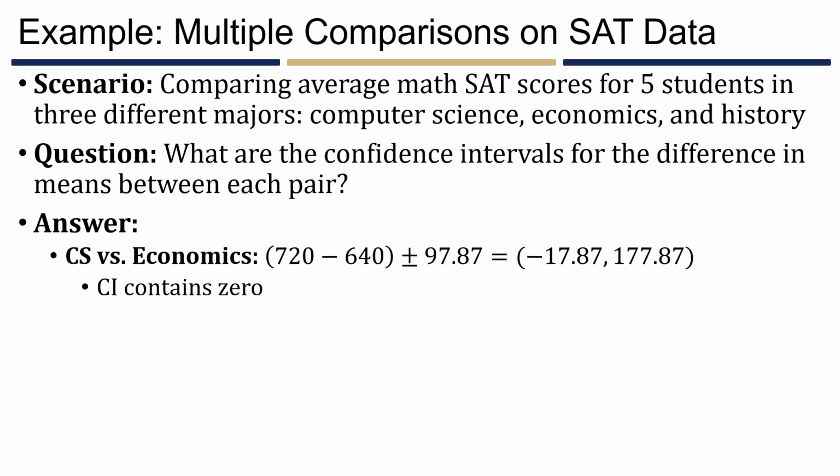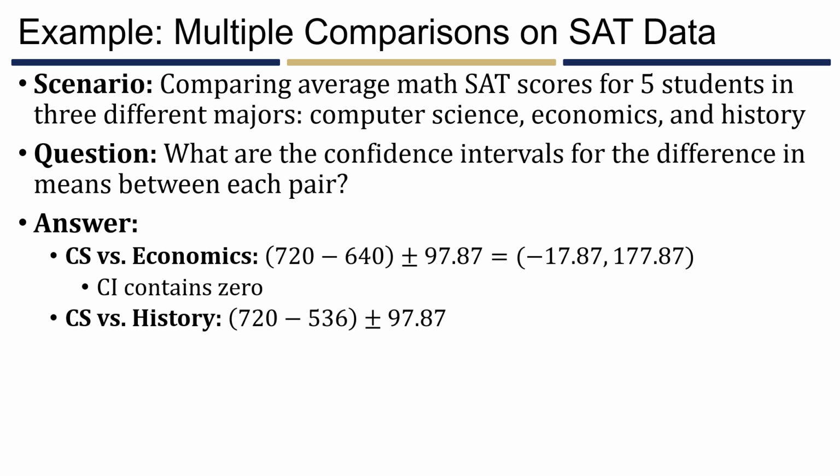What we can also say here is that while the difference in the sample means was 80 points, the computer science majors could average as much as 177.87 points more on the math part of the SAT than the econ majors. But it's also possible that the econ majors scored about 18 points better than the computer science majors.